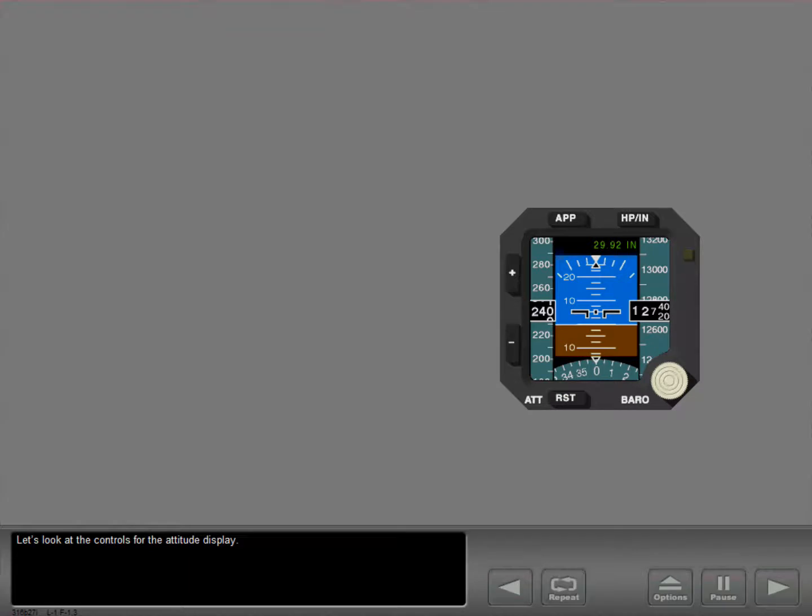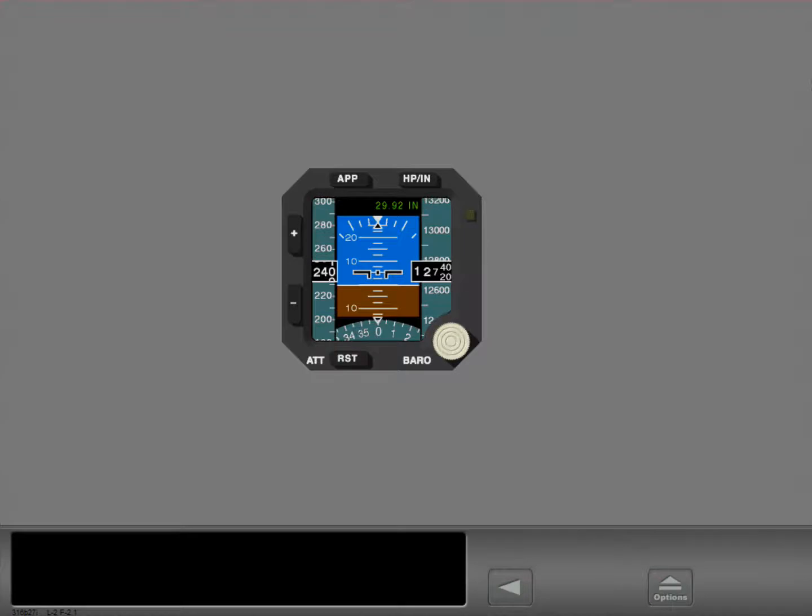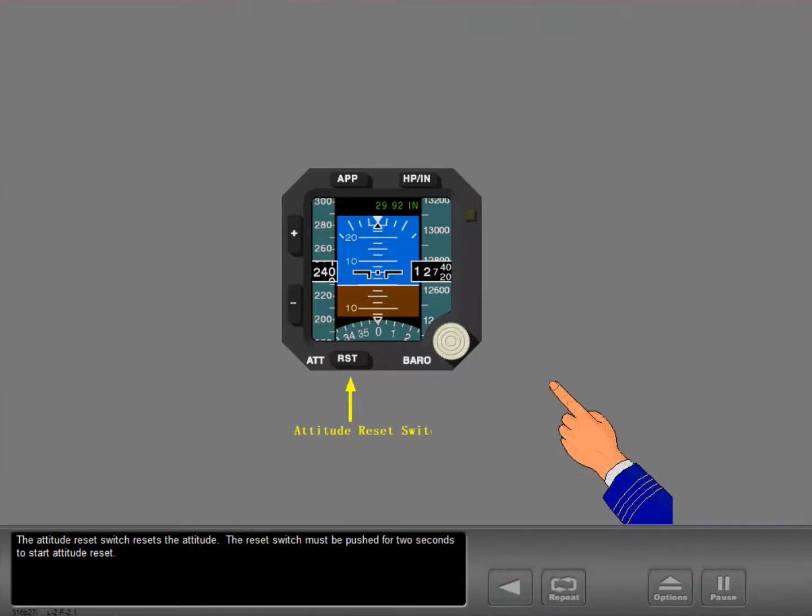Let's look at the controls for the attitude display. The attitude reset switch resets the attitude. The reset switch must be pushed for 2 seconds to start attitude reset.